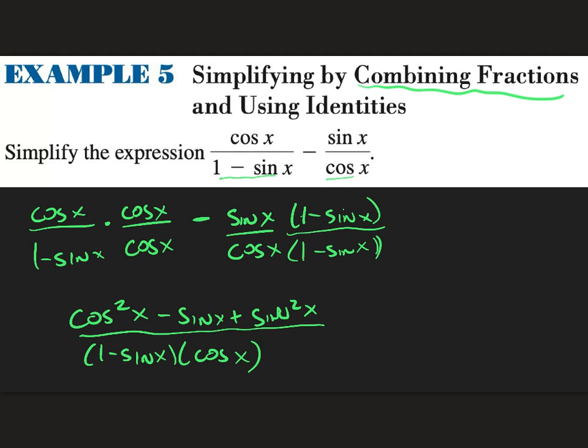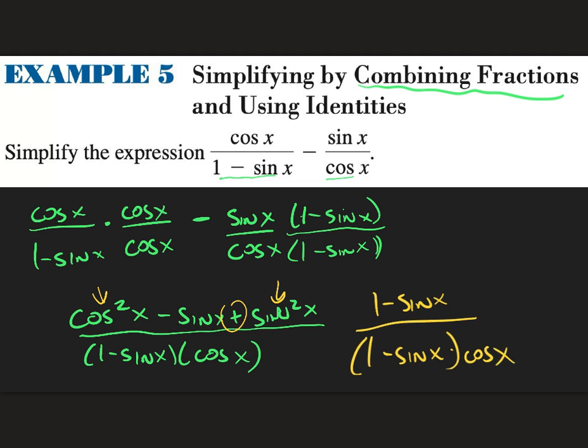Cosine squared plus sine squared, we know this makes 1. So I got 1 minus the sine x over 1 minus the sine of x times the cosine of x. And you might be saying, where did the minus sine x come from? It came from right there. Let's continue this on the next page.